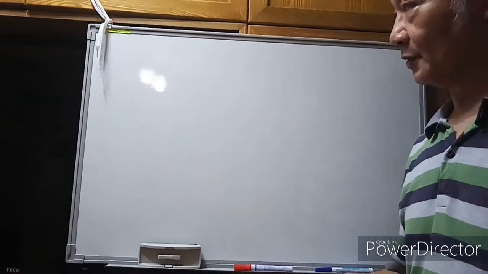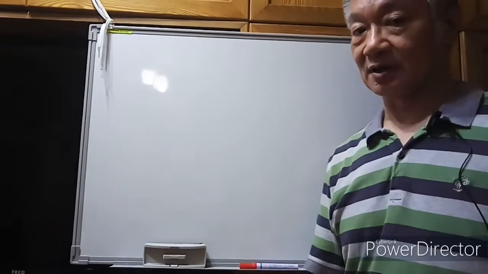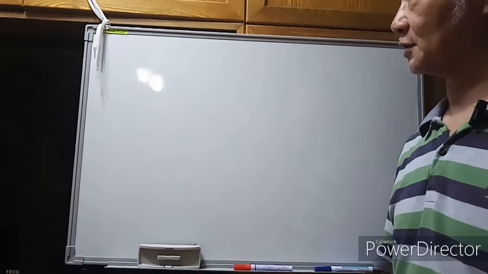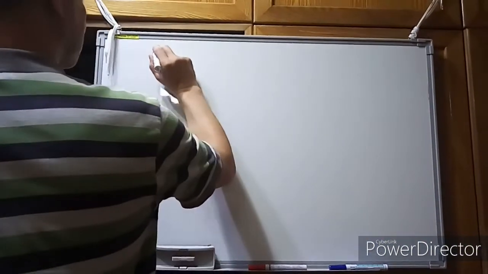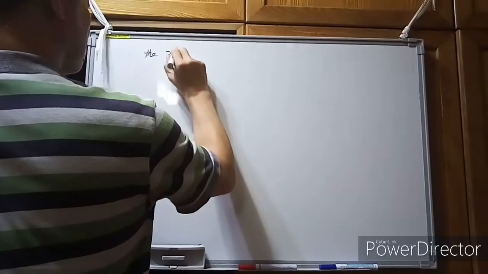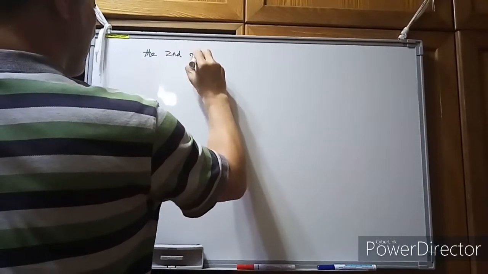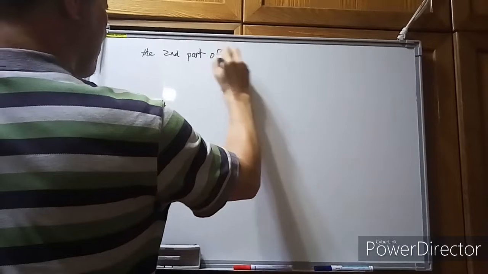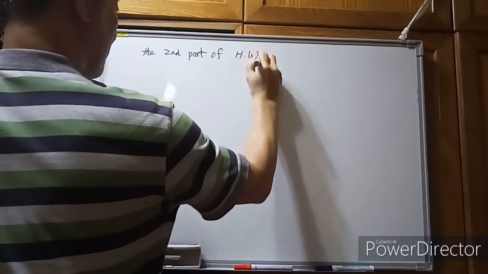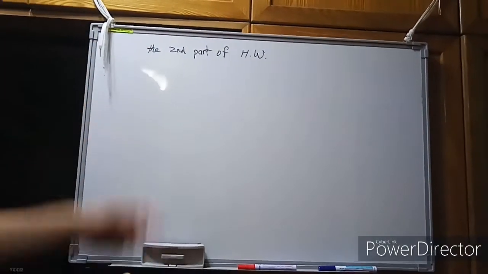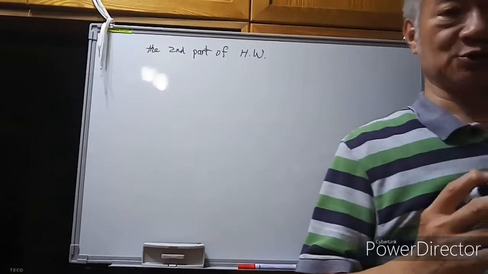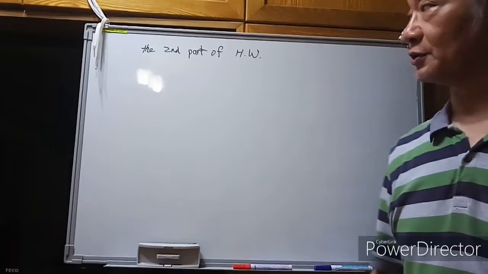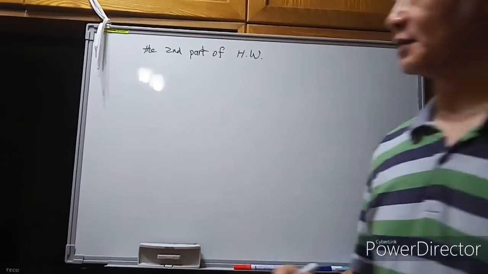Okay, so I will define the second part of the homework. I would like you to prove the Jacobian for the three-dimensional solid element.